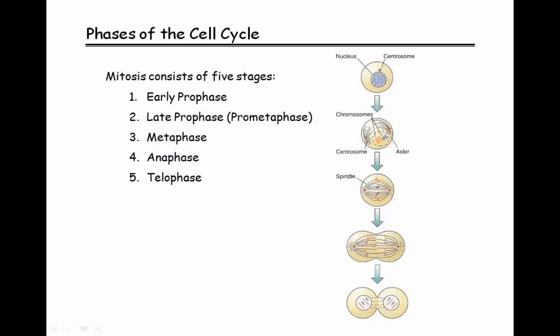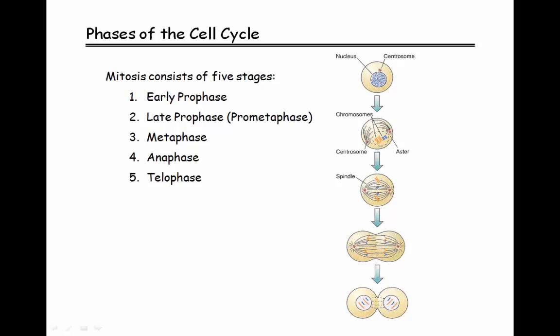The process of mitosis is specifically defined as division of the nucleus. That division of the nucleus typically takes about an hour from beginning to completion. If we look at the individual stages of mitosis, your textbook does divide it into 5 stages: early prophase, late prophase, or what's often called prometaphase, and then we have metaphase, anaphase, and telophase.